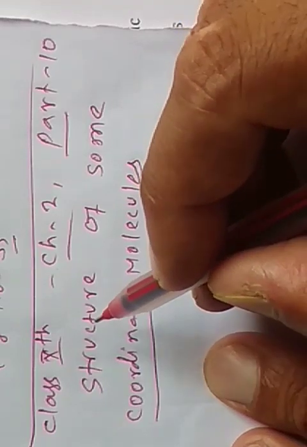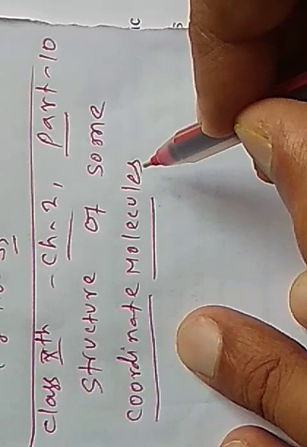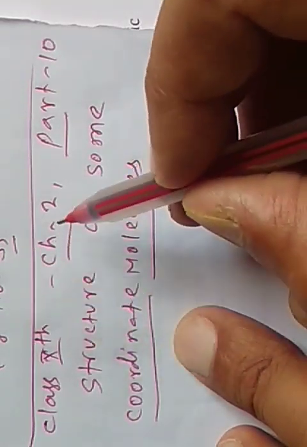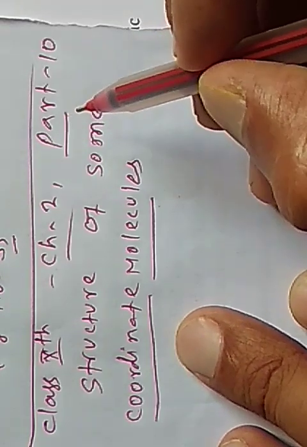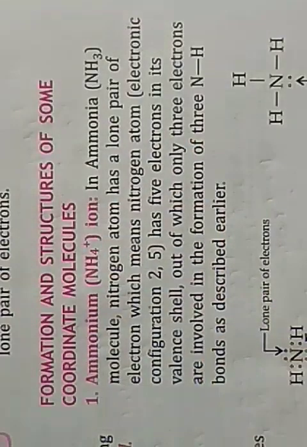Hello dear students, let's start the topic structure of some coordinate molecules. This topic is from chapter 2 of class 10th in subject chemistry. Let's open your book and come to page number 35.